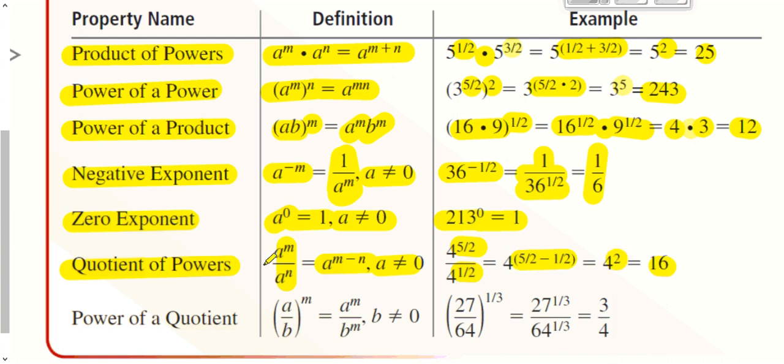And the last one here, power of a quotient, similar to power of a power. Power of a product, I had them multiplied, so I separated. Power of a quotient, I have a and b divided to the m power. I can separate a to the m over b to the m, as long as b is not 0. So if I have 27 over 64 all to the 1/3, I can separate and put 27 to the 1/3 over 64 to the 1/3. 27 to the 1/3 is 3, 64 to the 1/3 is 4. My answer is 3/4. So again, make sure you write all of these properties down, the definitions, and the examples. That way you can always have that to look back to.